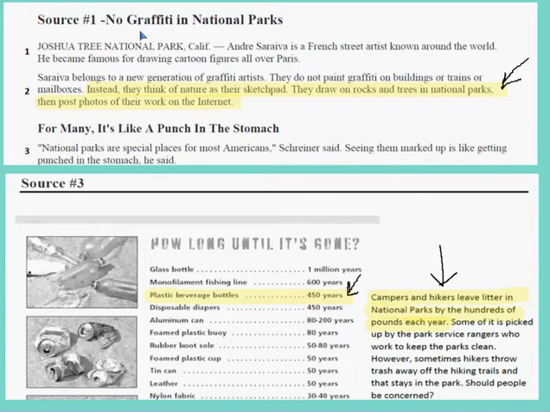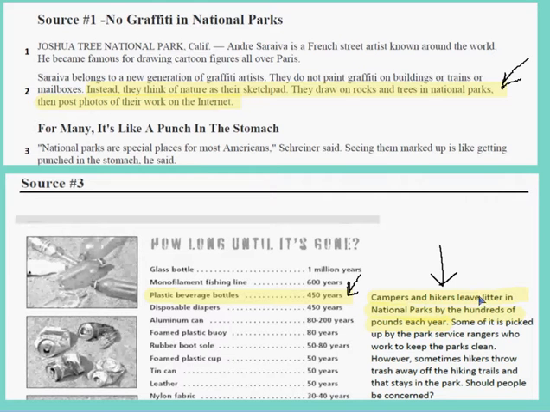The next one, I want to go to a different source, so I've chosen source 3. And this one was a chart, so it's different than text, but they can get charts and captions and photographs. So I'm still thinking about that, what are some problems that the national parks have? And I found this one here is that campers and hikers leave litter in national parks by the hundreds of pounds each year. Well, that's a problem, so I can highlight that as evidence.